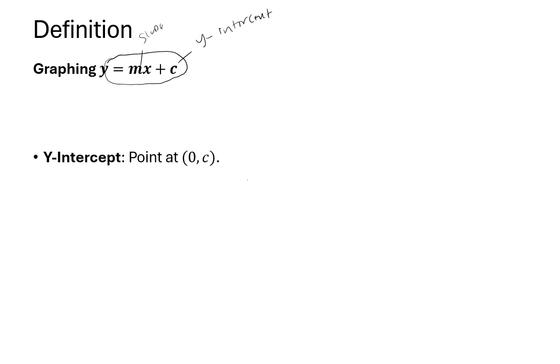The first step is to find the y-intercept. To find it, we take our c, which is the point at which our line crosses the y-axis. So if you have the y-axis here and the x-axis here, and a line, c is the point where the line touches the axis. This is our y-intercept, so we have to find it. At this point, x is 0.